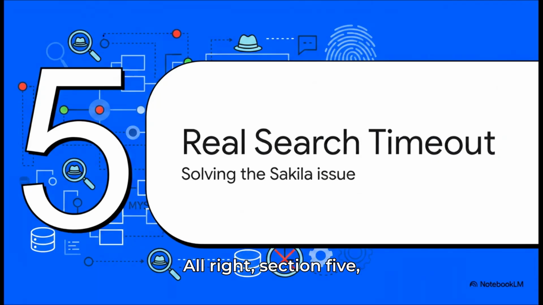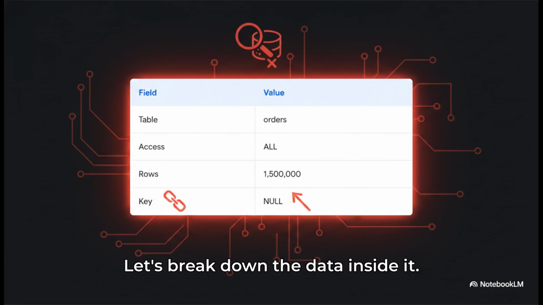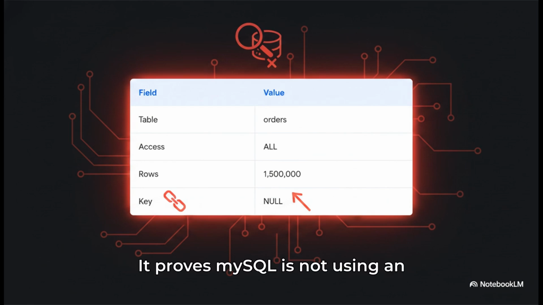All right, section 5, let's bring it all back to our real scenario, solving that Sequila search timeout issue. So we run the timeout query through Visual Explain, and boom, we get this glaring red node. Let's break down the data inside it. The table is orders. The access type is ALL. There's our villain, the full table scan. The estimated rows examined is 1.5 million. And critically, look at the key field. It says NULL. This is the smoking gun. It proves MySQL is not using an index to filter this data. That missing index on the user's search column is exactly what's causing the application to time out.